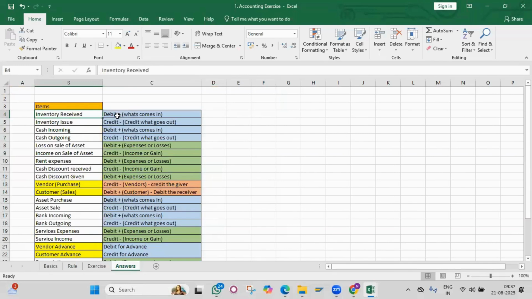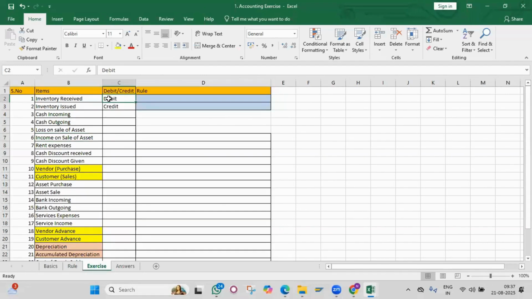So what is the rule? What is the answer I told you? I just need what is debit and credit, like what cash incoming means. Okay, I'll try to fill it in for a few items. Inventory received: inventory is coming inside. Coming inside means debit.